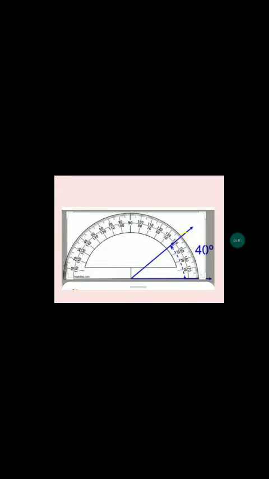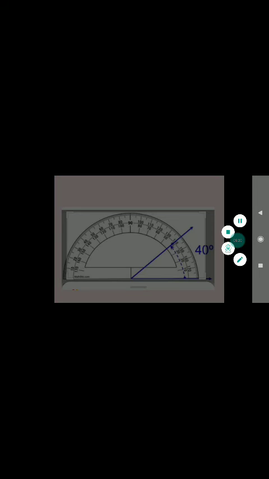When you mark it as 40, then draw a line joining this point and this point. When you join this line, you will see that an angle is formed, and the angle is 40 degrees. So in this way we can measure an angle. From tomorrow onwards, we will discuss the new topic, new types of angles. Thank you.